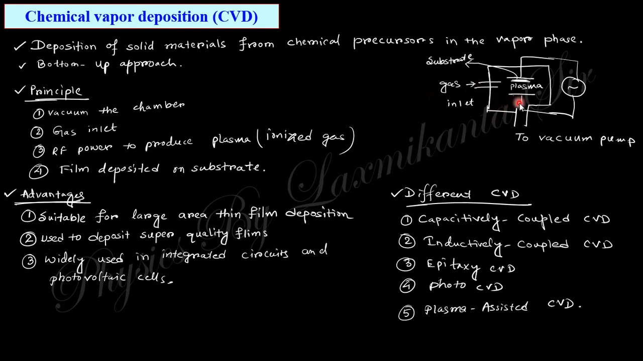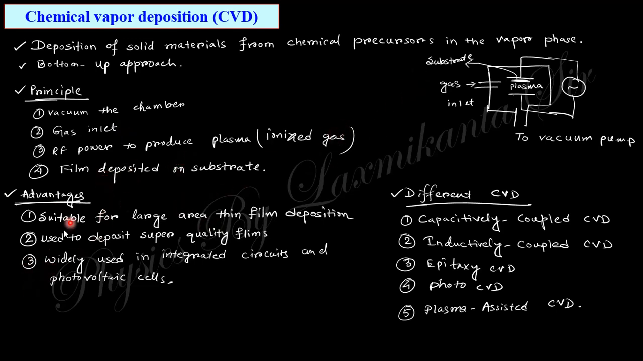Here in this capacitive arrangement, you can see these two plates are used as a capacitor, and you apply an alternating voltage across this capacitor, and you will get plasma from this gas. This plasma is actually ionized gas, and these ions are deposited, and you finally obtain this thin film. The principle is like this: vacuum the chamber, then gas inlet, and RF power produces the plasma, that is ionized gas, and the film is deposited.